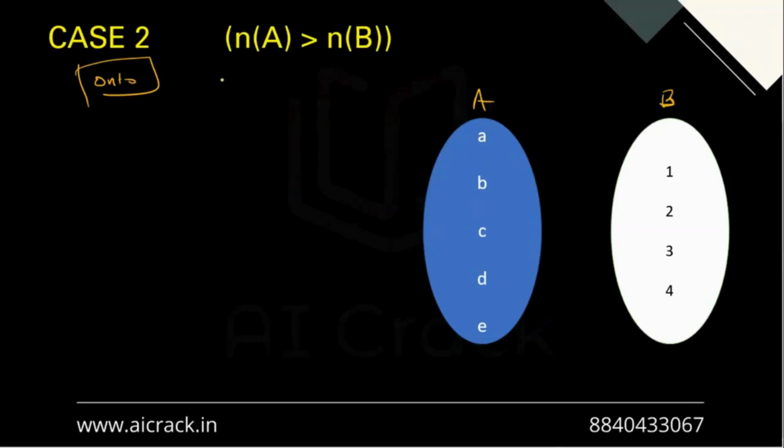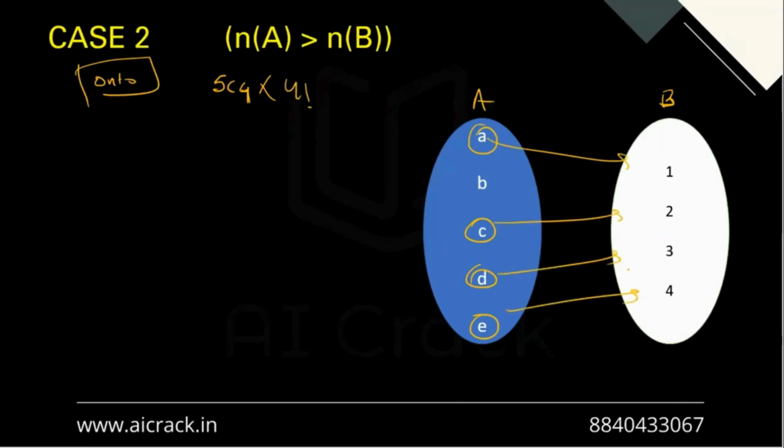So that would give me the idea that I would do 5C4. Basically, I'm selecting any 4 elements from set A. Let's say this, and this. So I've selected them with 5C4, and I'll do 4 factorial to map them in this manner, right? And this one left behind can be clubbed with anyone. So again, it has 4 choices. So multiplying by 4 might give me the answer, but that is an incorrect way to solve it. Why? Let me show you how.